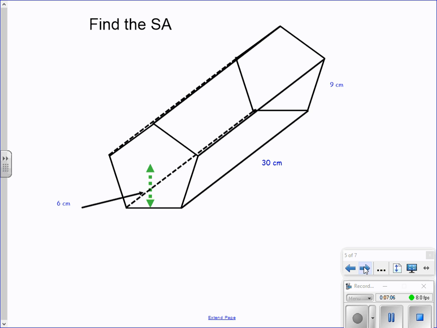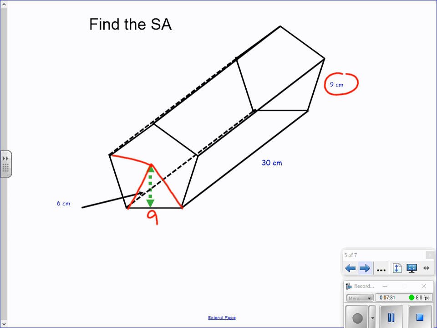So I don't know what we want to work on first. Why don't we find the area of this pentagon? So the distance to the height, the apothem, is 6, it says, and the base is 9. So 6 times 9 divided by 2. 6 times 9 is 54, and half of 54 is 27.